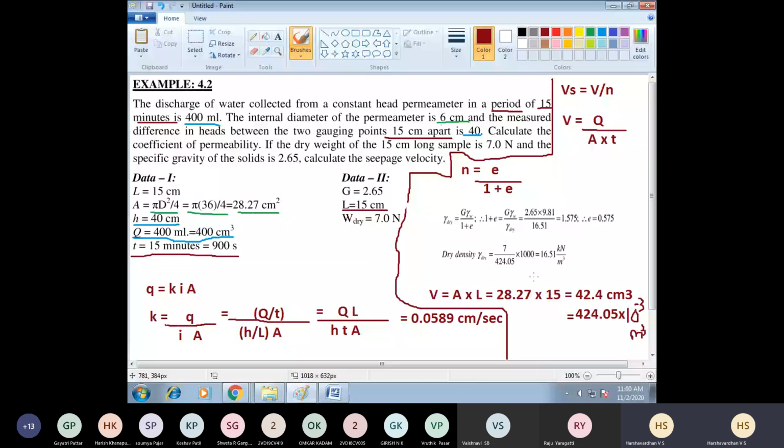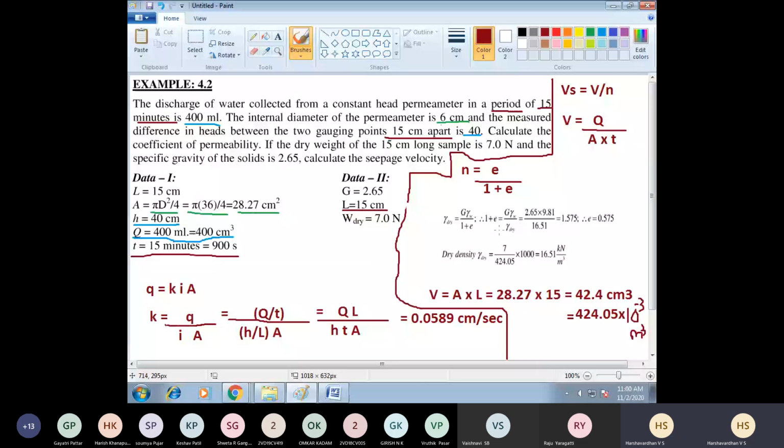So I can calculate the dry density, weight divided by volume. I'll get 16.51 kilonewton per meter cube. I can substitute the dry density here in this equation, and I can calculate the value of e. 1 plus e is equal to G into gamma w divided by gamma dry.